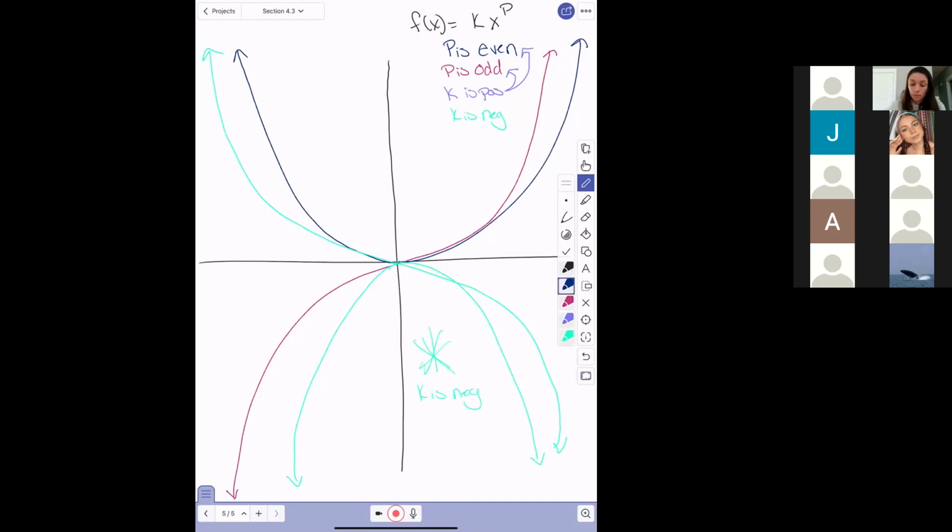You'll notice that, like I said, like a parabola, when P is even, it's going to face up if K is positive and down if K is negative, just like we did with quadratics. And the rest of it, again, page 110 in your book has a really good image to help you study if you're visual.